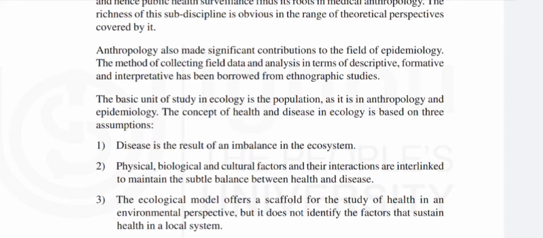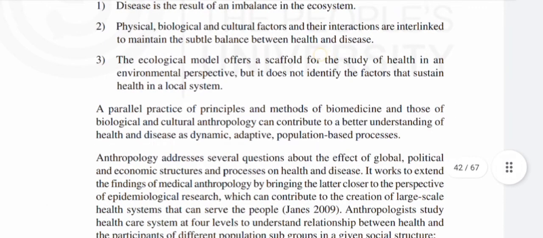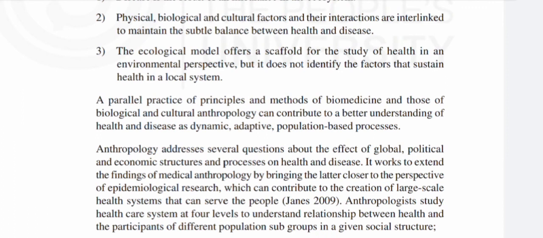The ecological model offers a scaffold for the study of health in an environmental perspective, but it does not identify the factors that sustain health in a local system. A parallel practice of principles and methods of biomedicine and those of biomedical or biological and cultural anthropology can contribute to a better understanding of health and disease as dynamic, adaptive, population based processes.